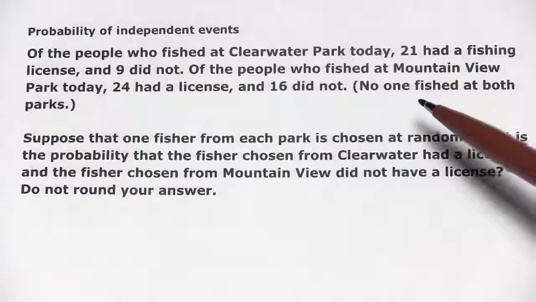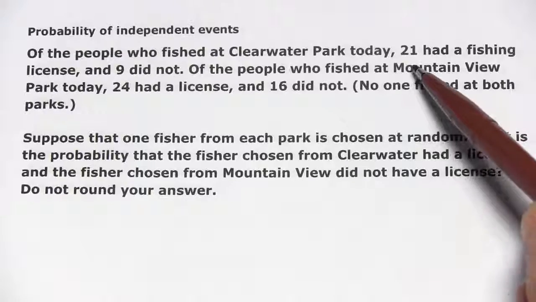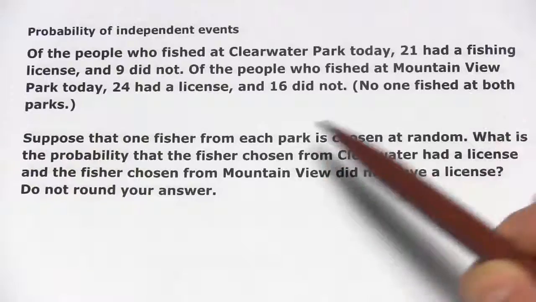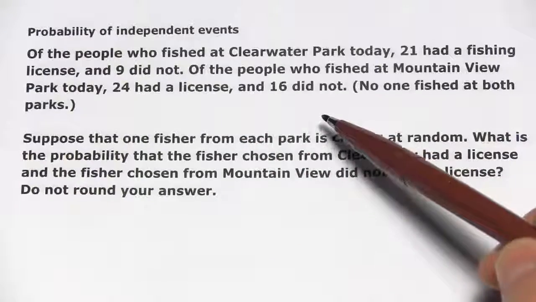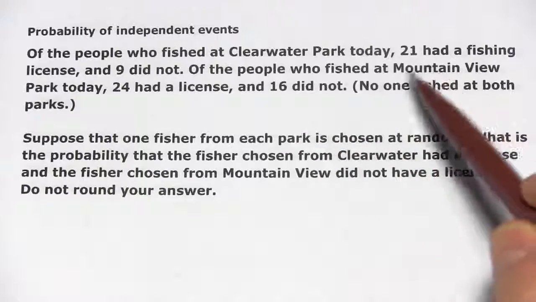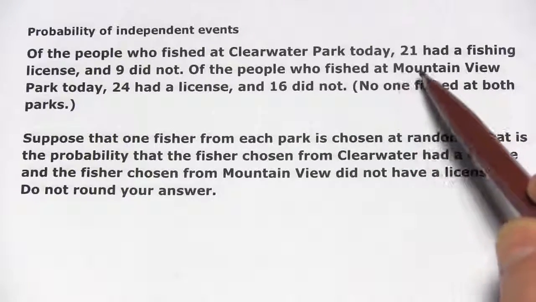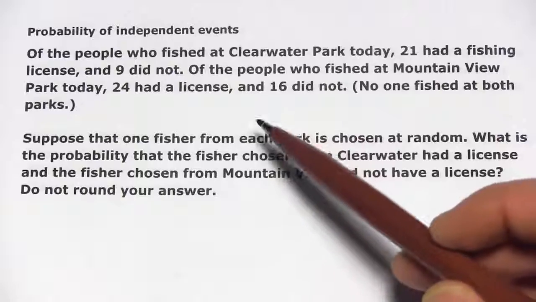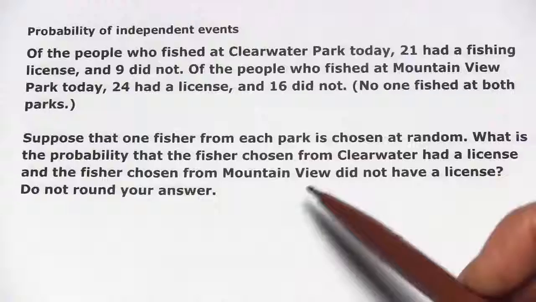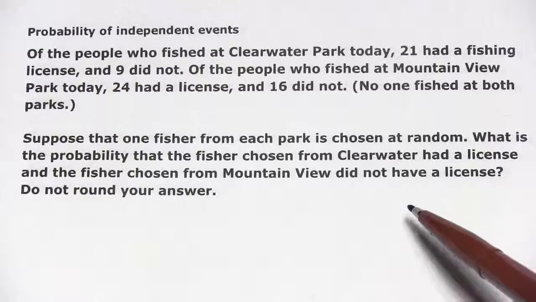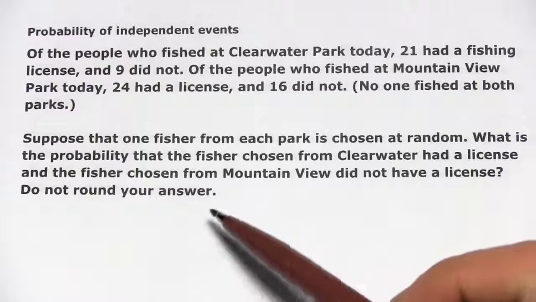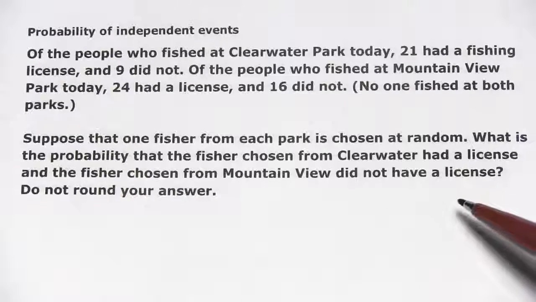It says, of the people who fished at Clearwater Park today, 21 had a fishing license and 9 did not. Of the people who fished at Mountain View Park, 24 had a license and 16 did not. No one fished at both parks. So it doesn't matter, the people who fished at Clearwater Park, they're not having any effect on the people who fished at Mountain View Park. It says, suppose that one fisher from each park is chosen at random. What is the probability that the fisher chosen from Clearwater had a license and the fisher chosen from Mountain View did not have a license?